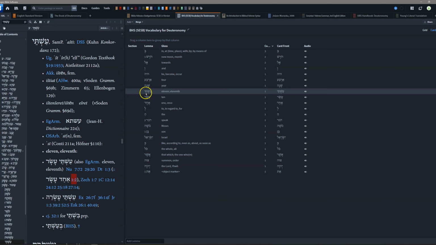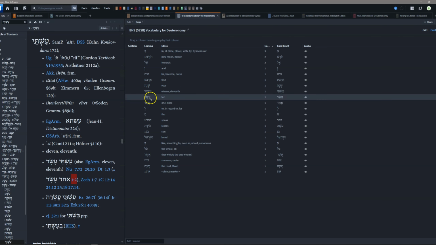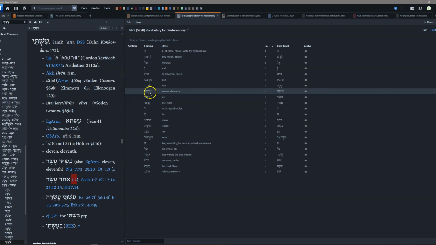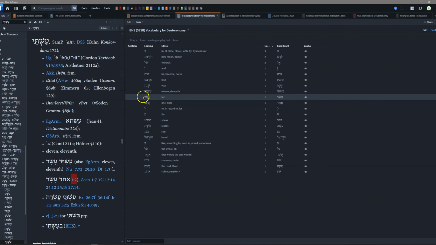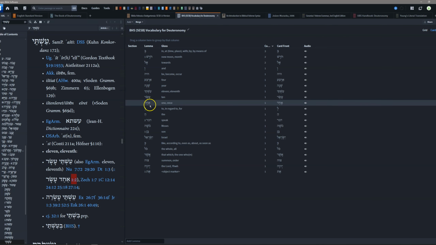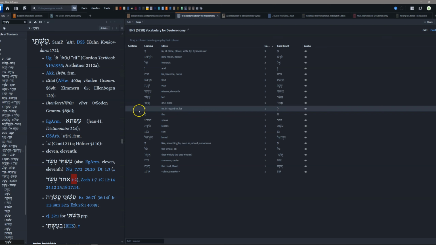Here we've got ashte, which usually means 11 or 11th. But we're going to see here that it's in construct with asar. So we've got ashte asar, and that together is going to refer to 11. So it's a little unusual. Echad, this is the word for one. So we've got a lot of numbers in this verse. That has to do with the fact that we're kind of setting a time for when this is taking place.